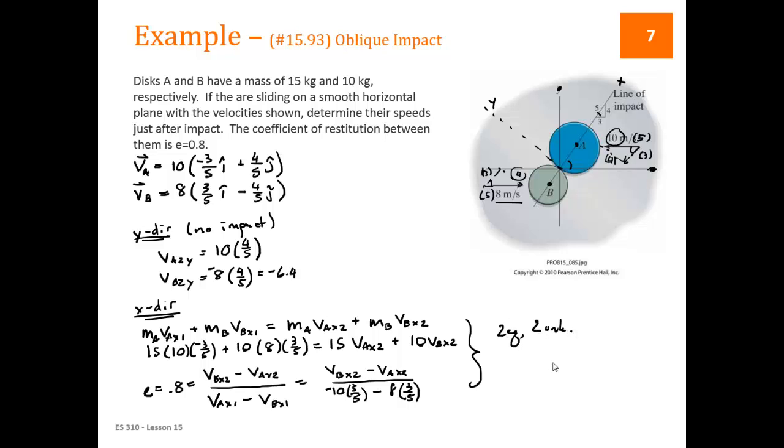Plug them into your simultaneous equation solver, and we get VAx2 is 1.776, VBx2 is negative 6.864. And so we can write our vector notation then. VA2 is equal to 1.776 i hat plus 8 j hat. It's coming from up here. And VB2 is equal to negative 6.864 i hat minus 6.4 j hat. And that then is our final answer.